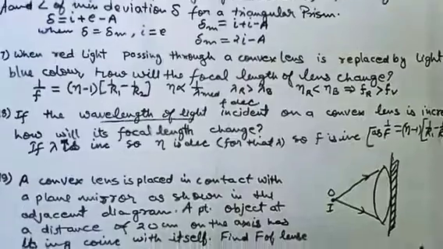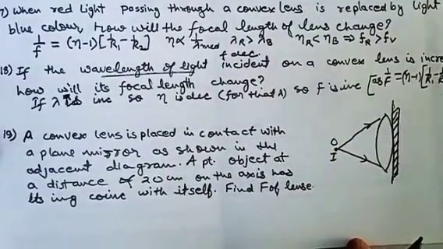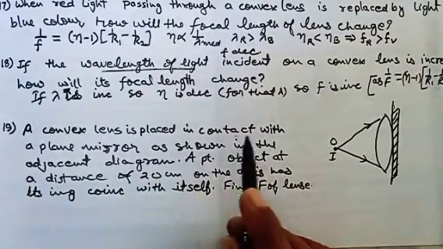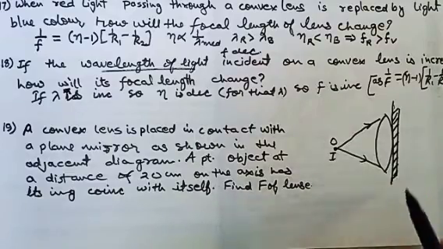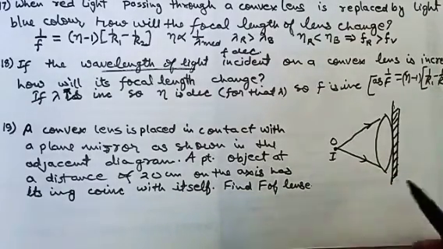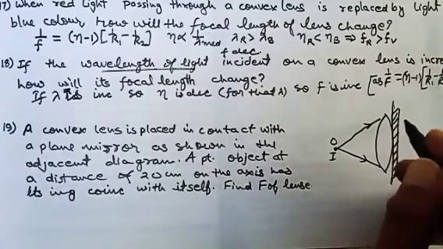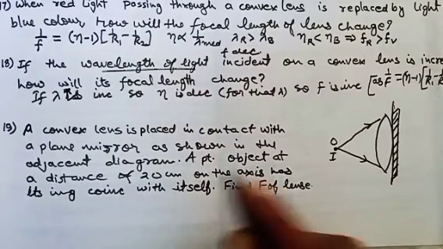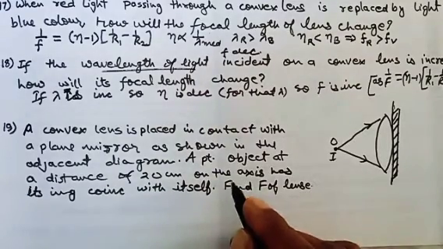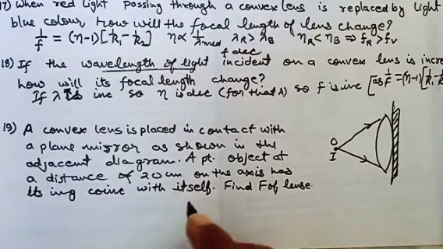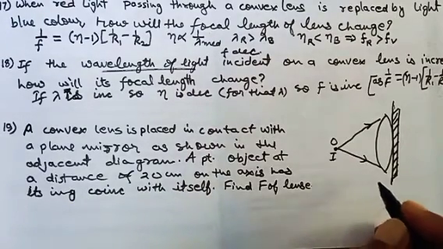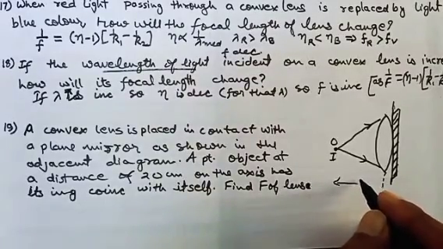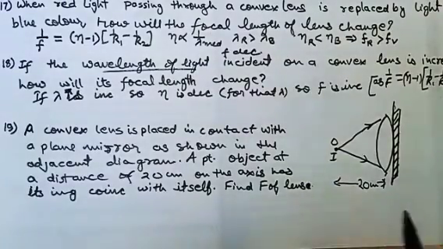Okay, this 19th question, I think I have left very little space for this type of question. A convex lens is placed in contact with a plane mirror. You can see this is a plane mirror. Actually, it looks like a sheet, but it is a plane mirror. Ignore this extra line here. A point object at a distance of 20 centimeter on the axis has its image coinciding with itself. Find the focal length of the lens. What is F? So actually this is the distance they have given, 20 centimeter. So the answer is 20 centimeter.